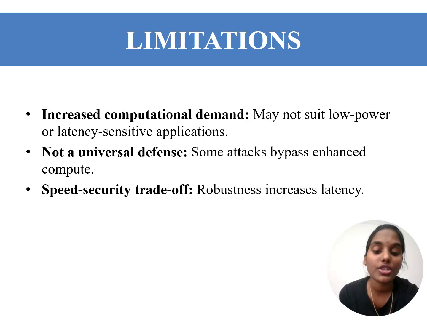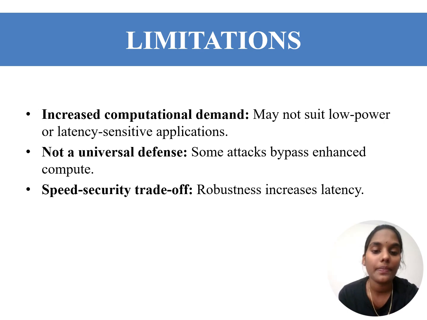Coming to the limitations, despite its promise, there are a few. The first is computational cost, the second is that it is not a universal shield, and the last is the trade-off between speed and security. On computational cost, this method needs more power and time during predictions. On not being a universal defense, some advanced or adaptive attacks still manage to break through. On the speed-security trade-off, in environments that need instant responses, like self-driving cars, this method might not be ideal.